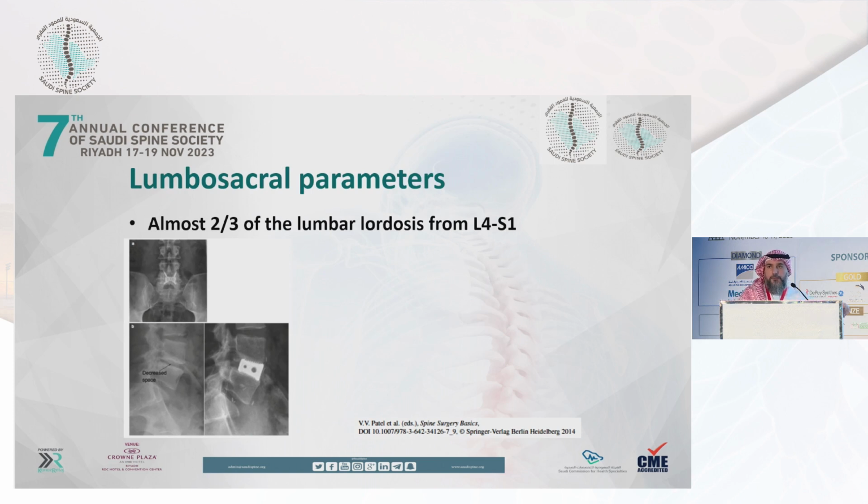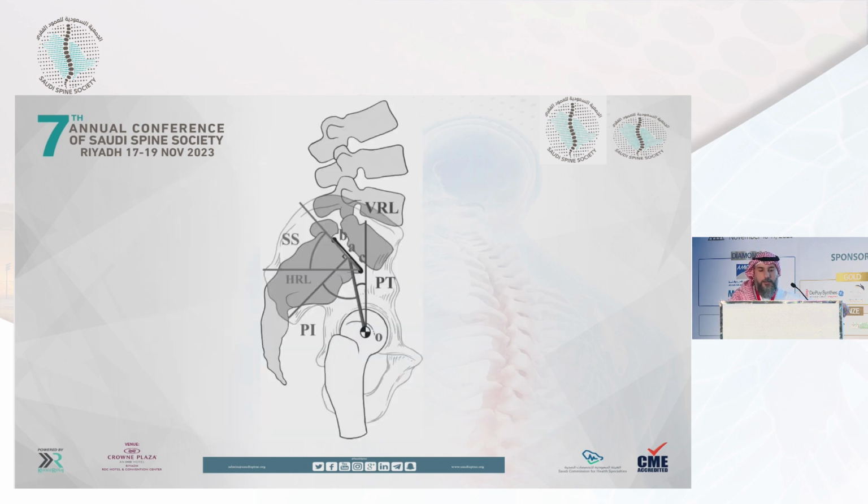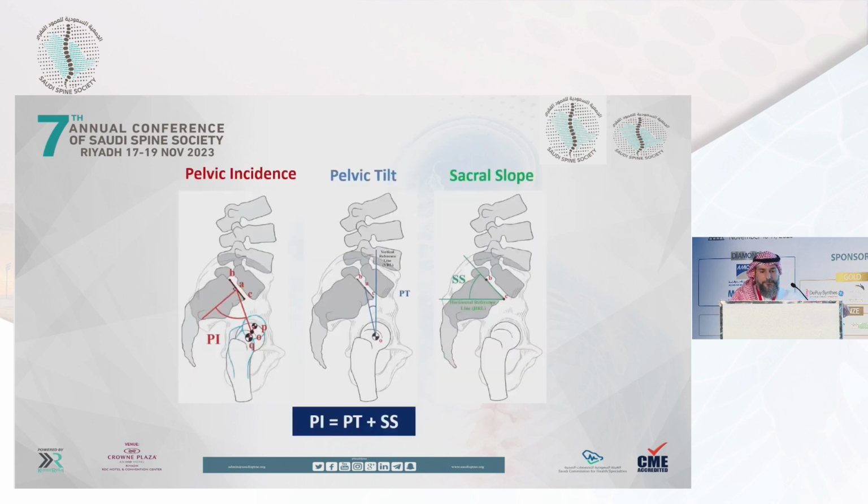One important fact is that almost two-thirds of the lumbar lordosis is from L4 to S1, and half of that at L5-S1. So whenever you are aiming to correct the lumbar lordosis, you should keep in mind this fact. If we are talking about the alignments, as we know, pelvic incidence is fixed per patient, and it's about 57 degrees in the adult male patient, and it's the summation of pelvic tilt and the sacral slope. And it has a relation with the lumbar lordosis.